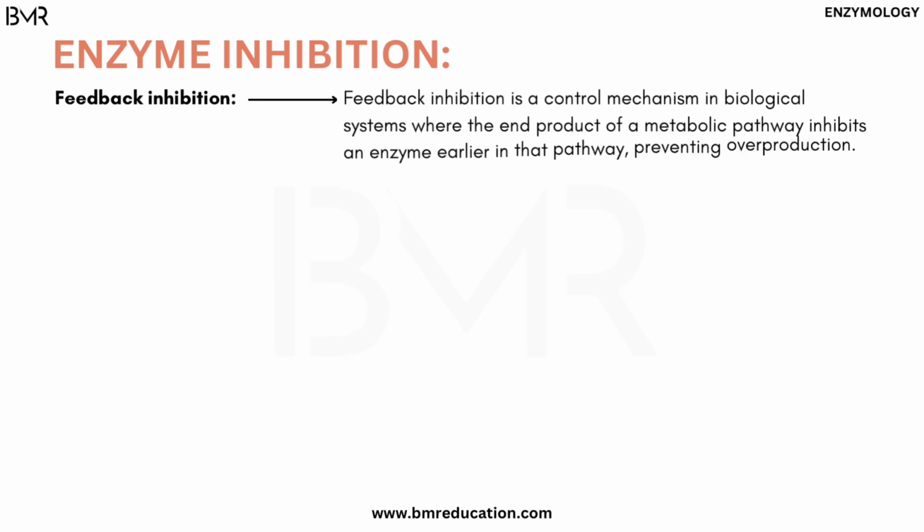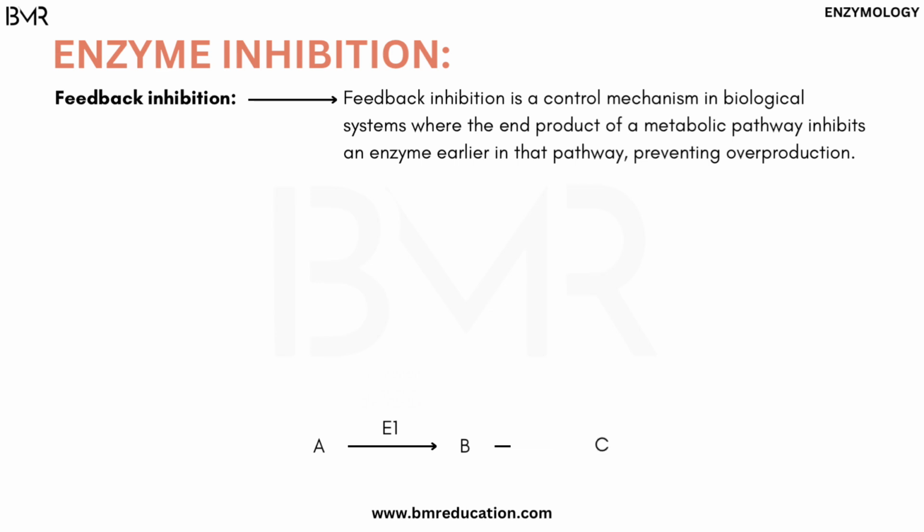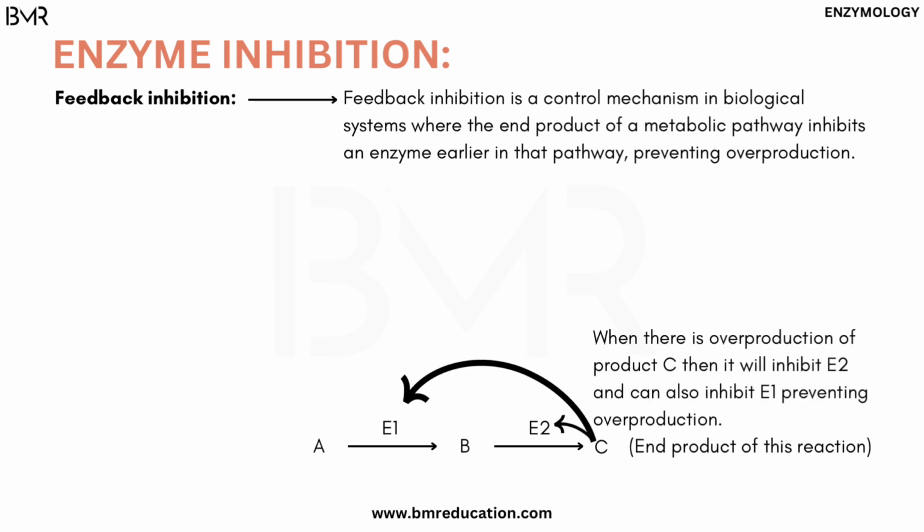Feedback inhibition. It is a control mechanism in biological systems where the end product of a metabolic pathway inhibits an enzyme earlier in that pathway, preventing overproduction. For example, here is a reaction in which substrate is converted to product B by enzyme 1, and the product B is converted to product C by enzyme 2. The product C is the end product for this reaction. So when there is overproduction of product C, then it will inhibit enzyme 2 and can also inhibit enzyme 1, preventing overproduction.